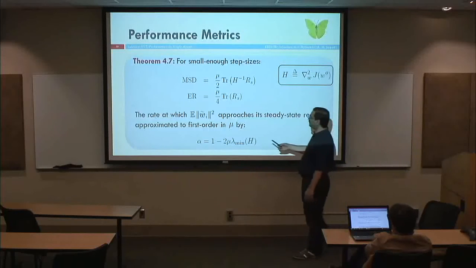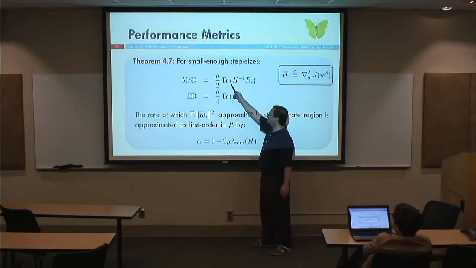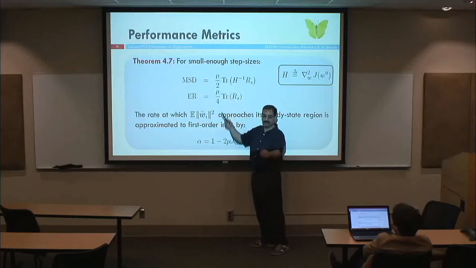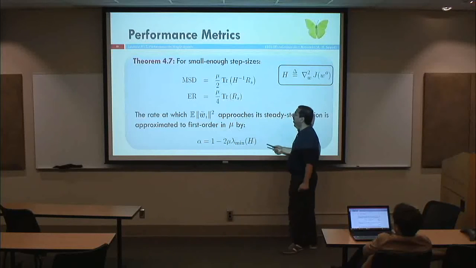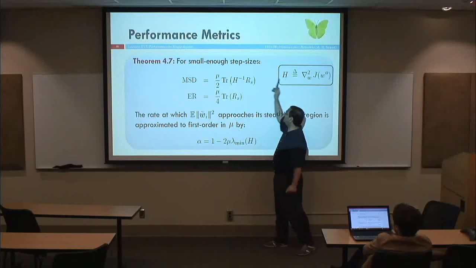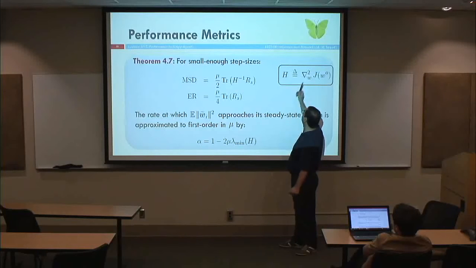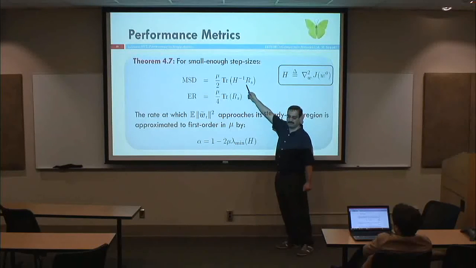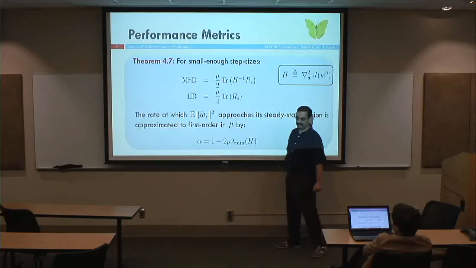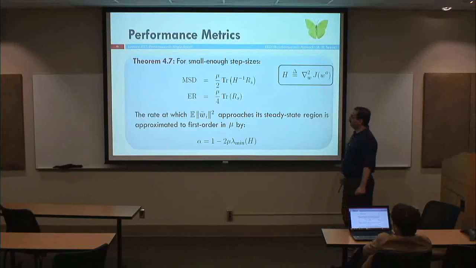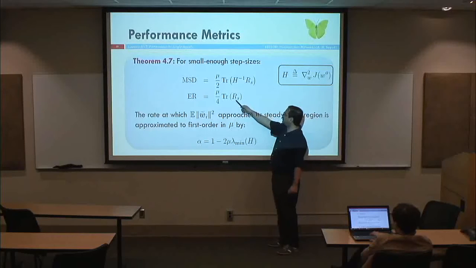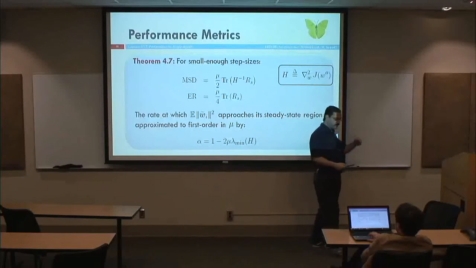What are these expressions? The mean square deviation is proportional to mu, so it's linear in mu, first order in mu. Trace, this is the inverse of the Hessian matrix, which you have here. And this is the covariance of the noise, the R_s I showed you on the previous slide. For the excess risk, it only depends on the covariance of the noise. So these expressions tell you how the performance behaves.